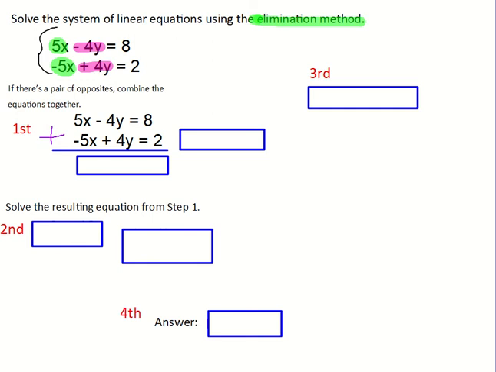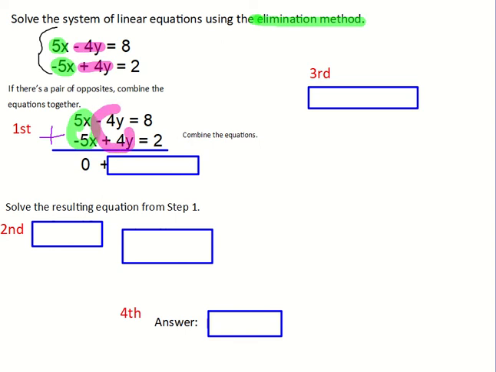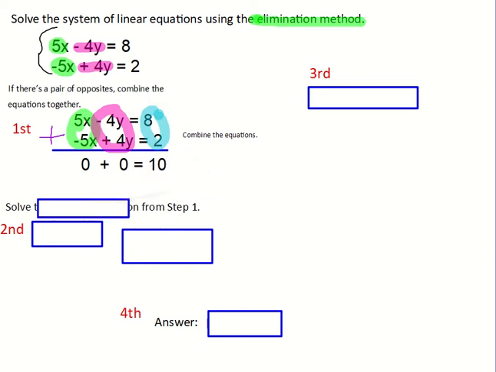And let's start combining them. I'm going to start with my x terms. 5x plus a negative 5x is 0. They're opposites, they cancel. Let's look at our y terms. Negative 4y plus 4y is 0. They cancel out. They add up to 0. And then we have our equal sign. And then take a look at your constants. 8 plus 2 is 10.